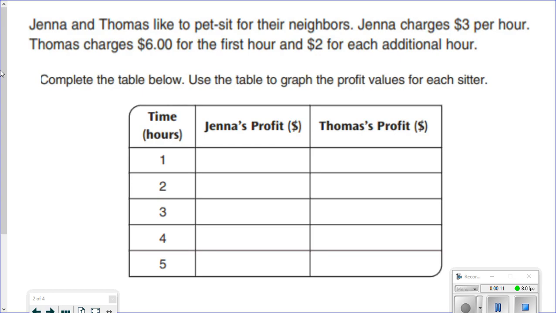We got Jenna and Thomas. They like to pet sit for their neighbors. Jenna charges $3 per hour. Thomas charges $6 for the first hour and $2 for each additional hour. Complete the table below. Use the table to graph the profit values for each sitter.